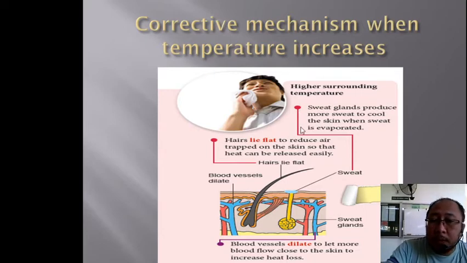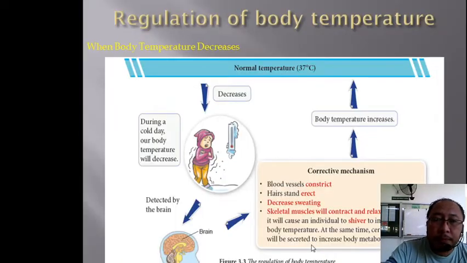The first one we can look at here. Sweat glands produce more sweat to cool the skin when the sweat is evaporated. Hairs lie flat to reduce air trapped on the skin so that heat can be released easily. Blood vessels dilate to let more blood flow close to the skin to increase heat loss.